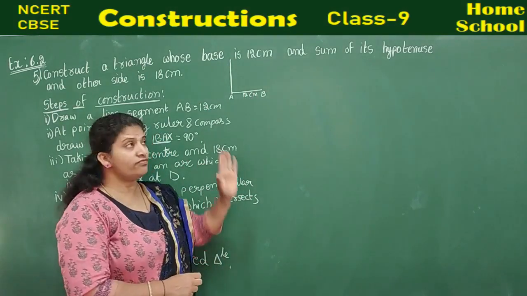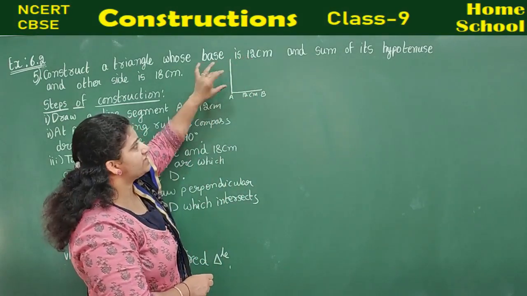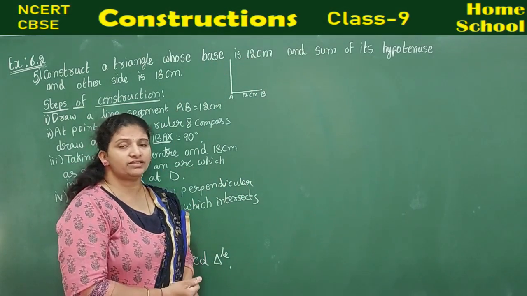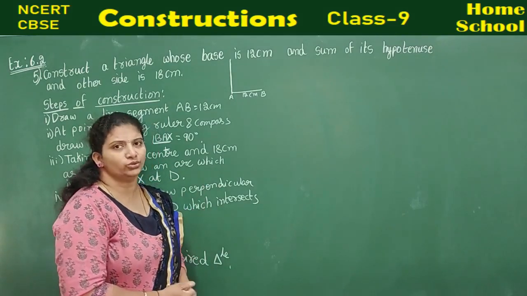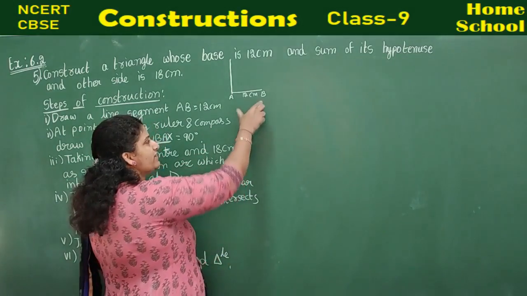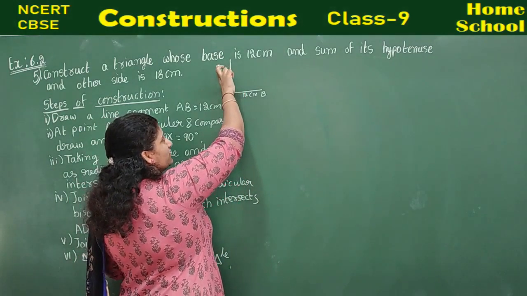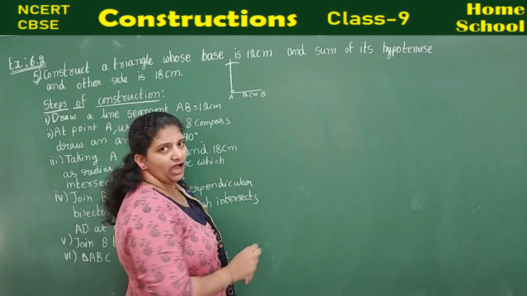Now, the sum of the hypotenuse and the other side, this side plus this side, will be how much? 18 centimeters. Do you remember the first problem in this exercise? If the sum is given, we have to do the base first, then the angle, then take the measure of the sum. How much? 18 centimeters. Cut the arc.